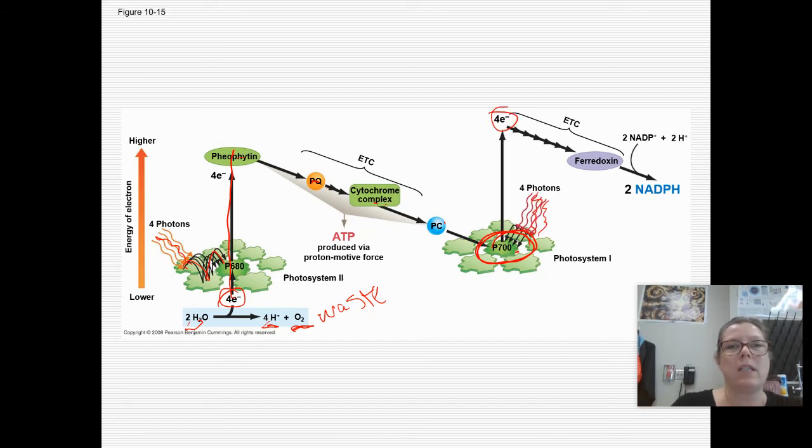And when they're re-excited, they're going to get passed along again until they can reduce this NADP plus. And I always remember that this is NADP plus, not NAD plus, because NADP plus is in photosynthesis. Okay. The other one is the cellular respiration one, but the one that's NADP plus is in photosynthesis. And that's going to produce for us electron carriers. You know what those are. Okay. So that's the light reactions in a nutshell.